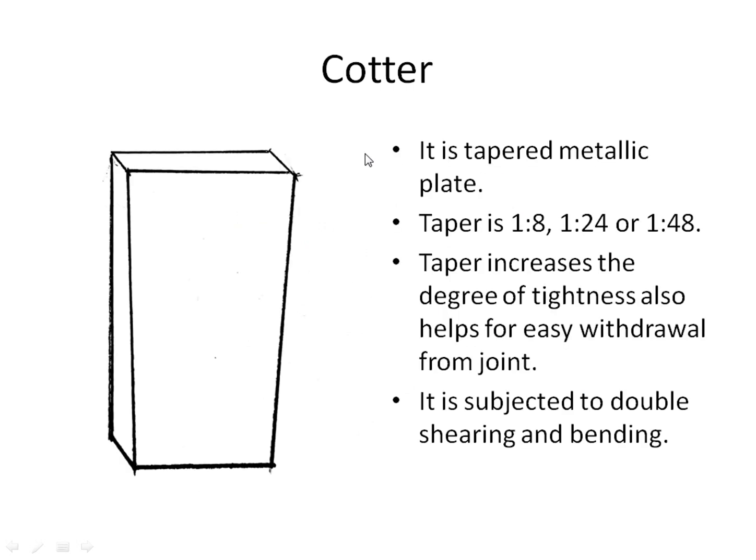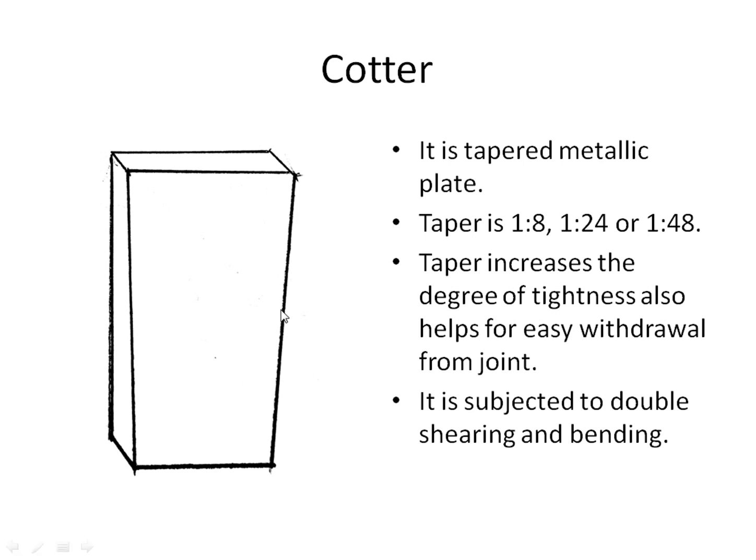Next component is the cotter. The cotter is a tapered metallic plate, tapered on one of its sides. The taper provided on the cotter is 1 in 8, or 1 in 24, or 1 in 48. The taper is provided on the cotter because it increases the degree of tightness for holding the spigot and socket against the externally applied load, and also it helps for easy withdrawal from the joint when the joint is to be disassembled.